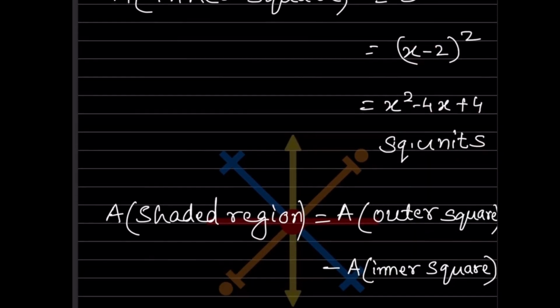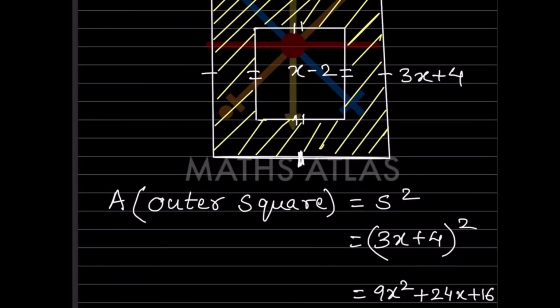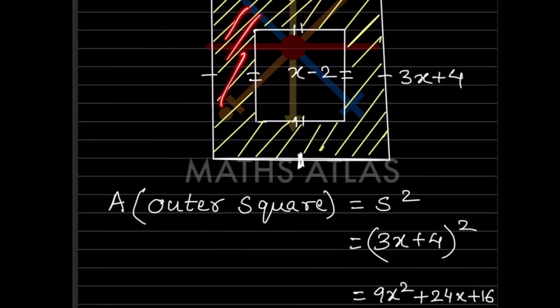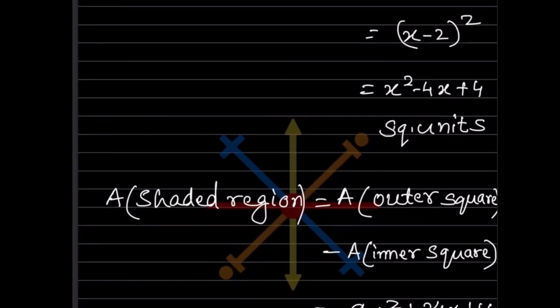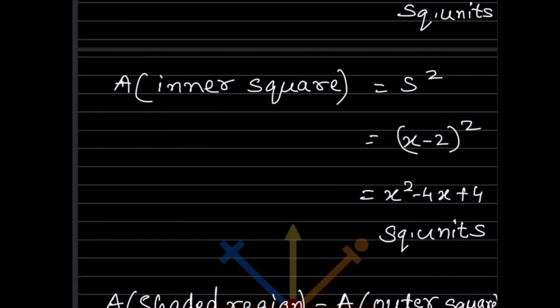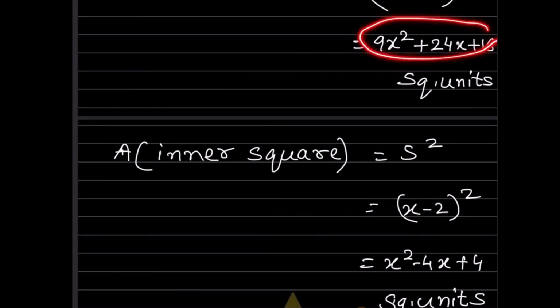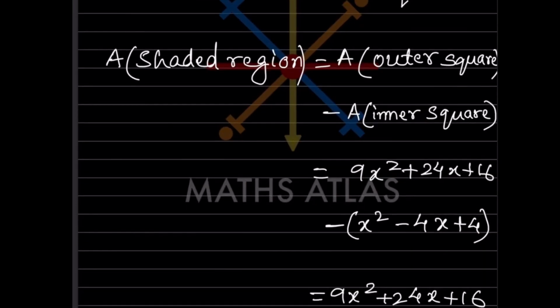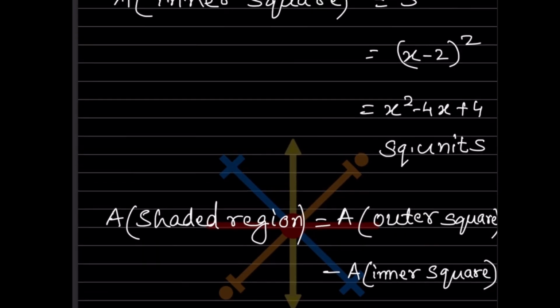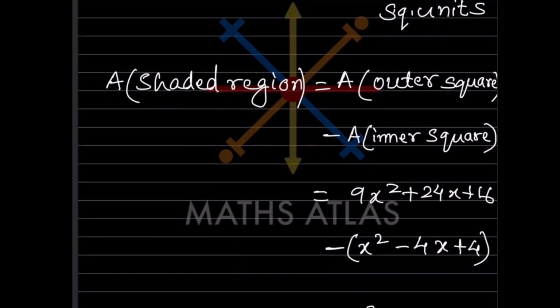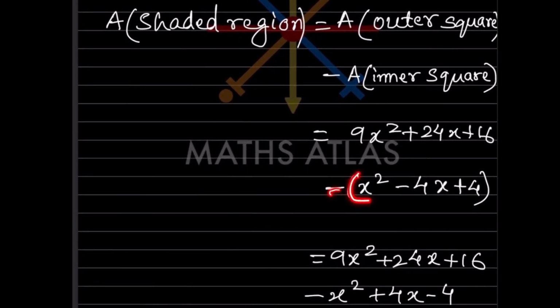So now what will you do? We want the area of the shaded region. Whenever this is given, the area of the shaded region means what are you going to do? Outer minus the inner one, because this is in the middle of both. So outer square minus inner square. Outer square, what did we get? We got this one, so we will write the same thing over here, and the inner square we got this. See here, this minus and this bracket is very important, because there are 3 terms in it.